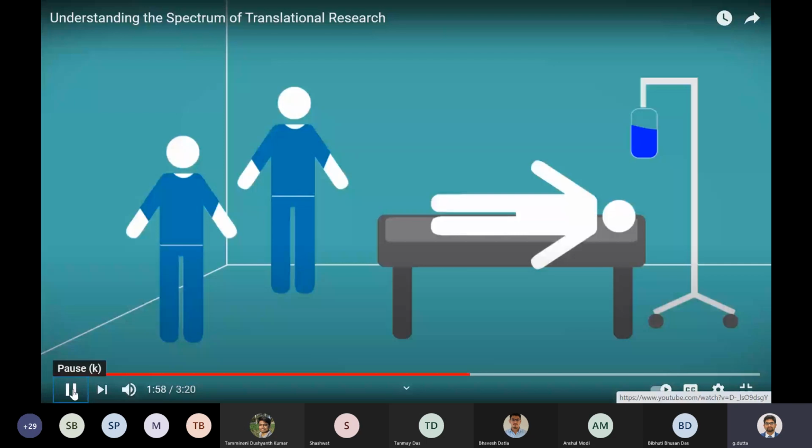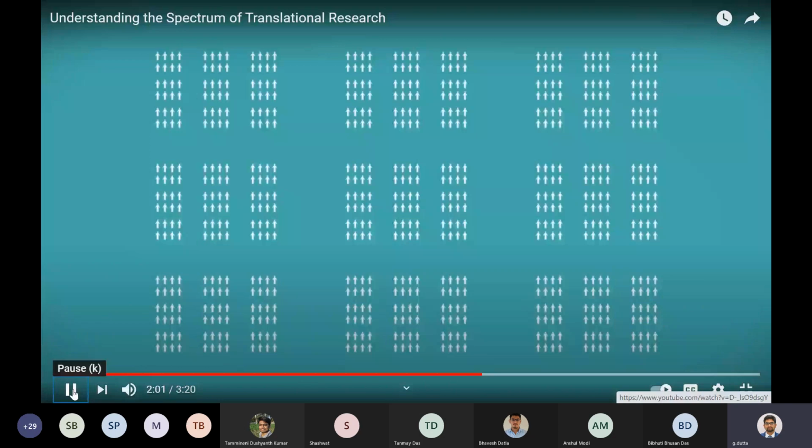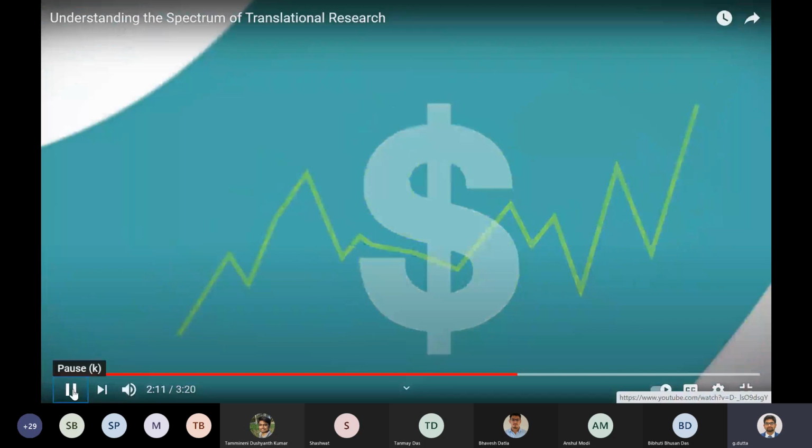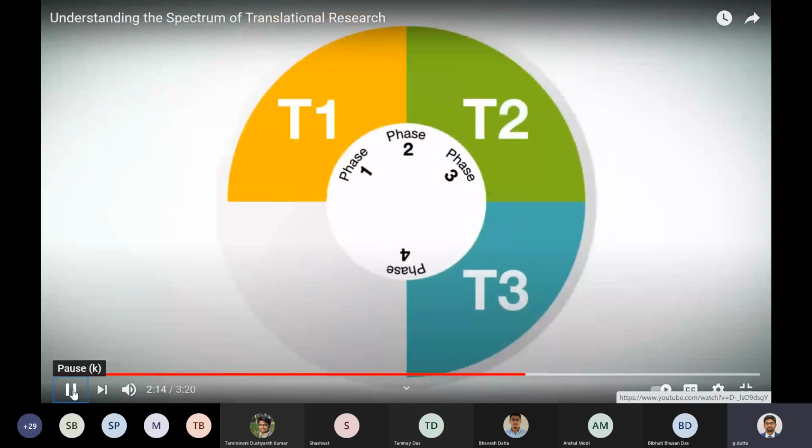At this point, the new drug is used on thousands of people. Because other drugs may treat the same disease, T3 researchers compare the cost and effectiveness of the new treatment to treatments that already exist in routine practice. Researchers also start phase 4 clinical trials to continue to watch patients who take the drug to make sure there aren't any negative side effects.